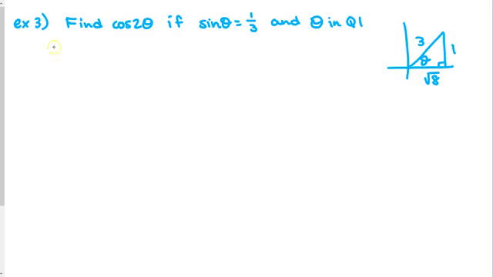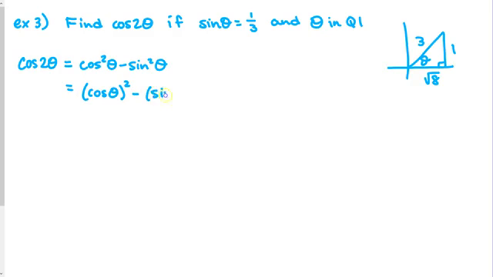So we're finding cosine of 2 theta, and according to our identity, we actually have 3 choices. One of the choices is cosine squared theta minus sine squared theta. Remember, when you see cosine squared theta, it means take cosine of theta and square it. And when you see sine squared theta, it means take sine of theta and square it.